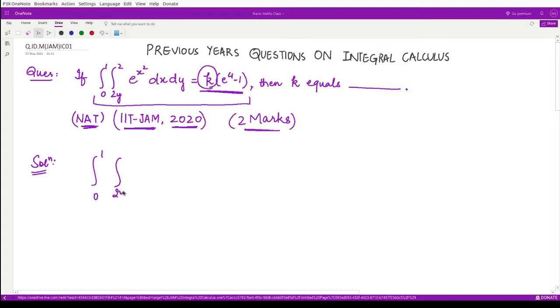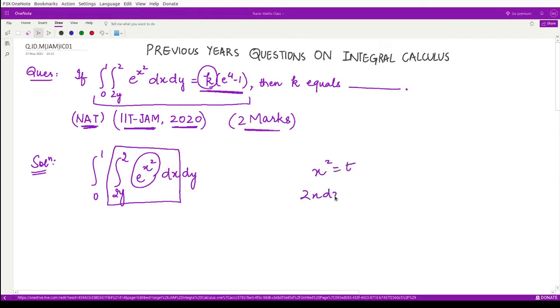Can we perform that? So we have the integration of the function e to the power x square dx dy. So that means we have to first perform the integration with respect to x. When you perform the integration here with respect to x, this function here is e to the power x square. And how can you perform the integration of this quantity? If you substitute x square is equal to some other variable t, so you will have 2x dx is equal to dt, or you can write dx is equal to dt by 2 square root t.